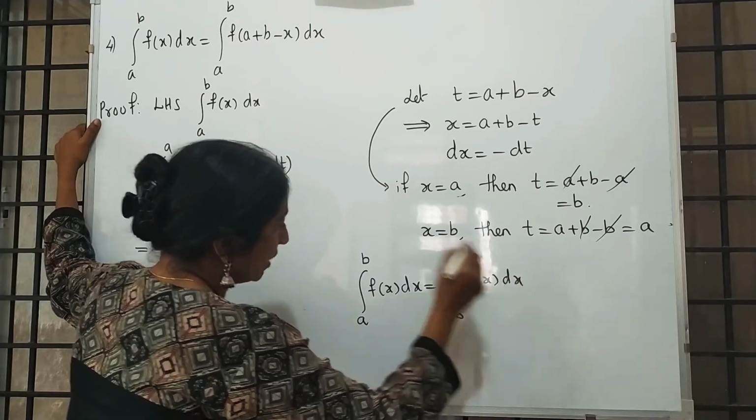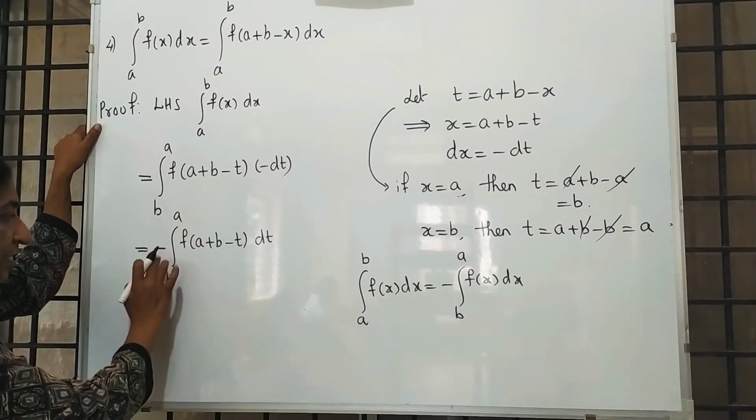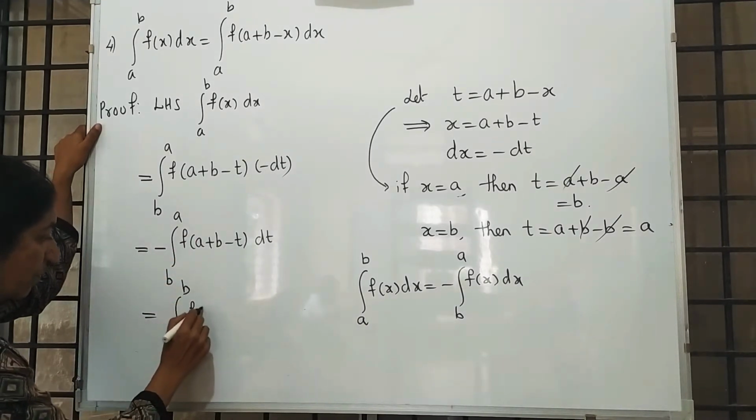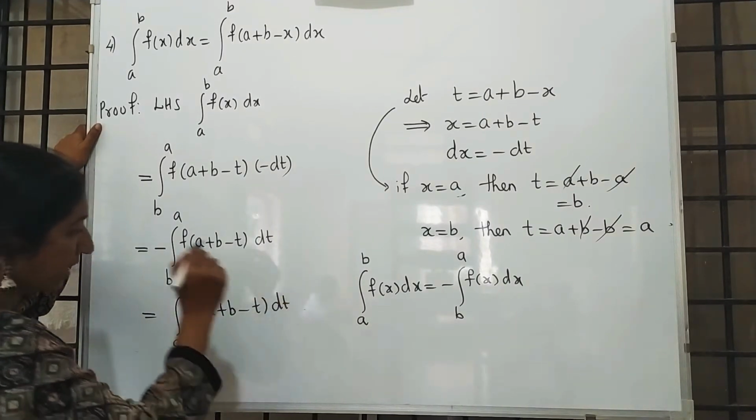If you interchange the limit, the sign will change. Here I will interchange the limit. At that time the minus changes to plus. Integral from a to b of f of a plus b minus t into dt.